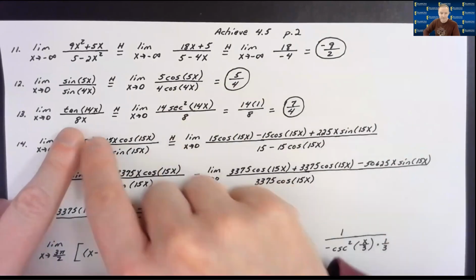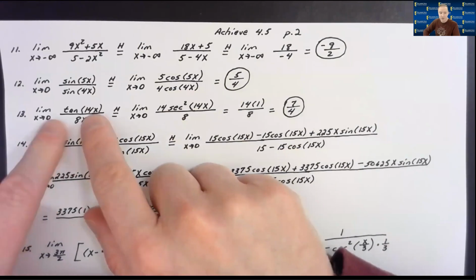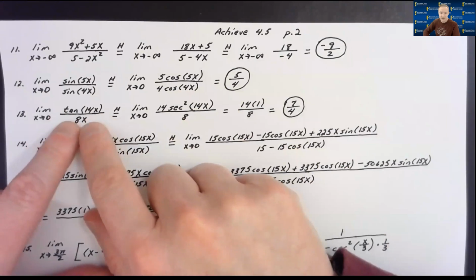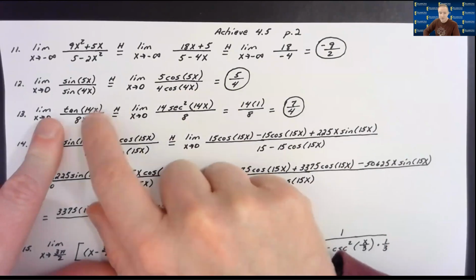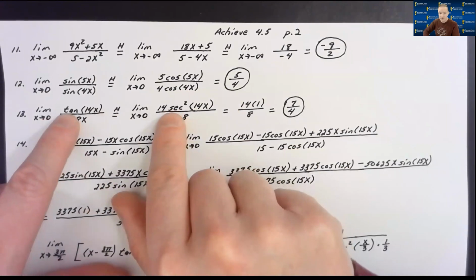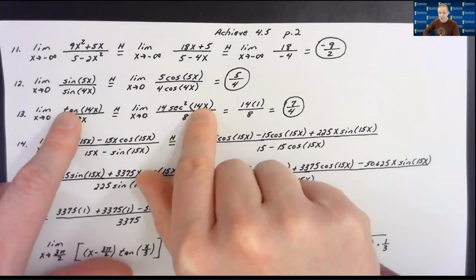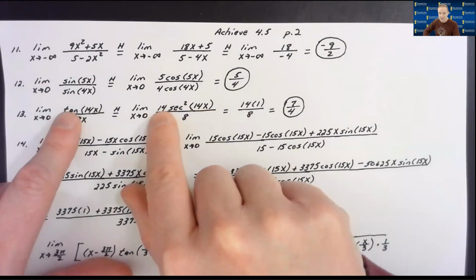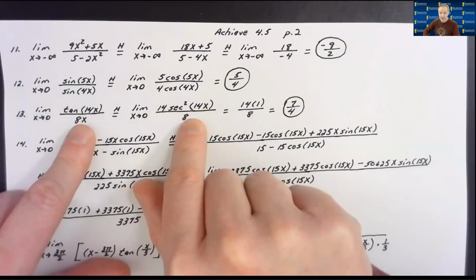For the next one, if I have the limit as x approaches 0 of the tangent of 14x divided by 8x, I know that the tangent evaluated at 0 is 0. 8 times 0 is obviously 0. L'Hopital does apply. So I take the derivative of the numerator. Derivative of the tangent is secant squared of the angle times the derivative of the angle. So I get 14 secant squared 14x. Derivative of 8x is just 8.